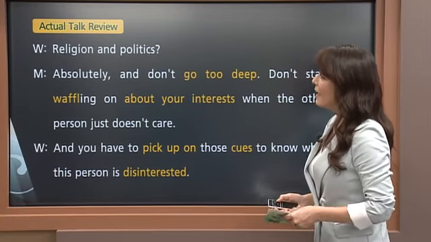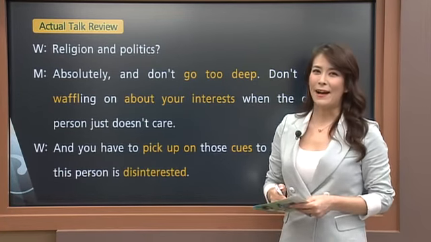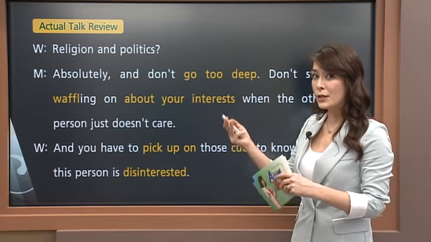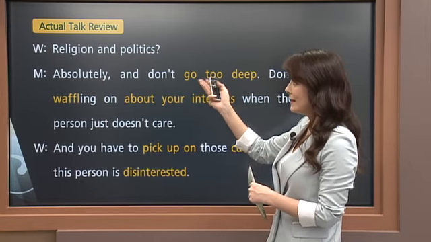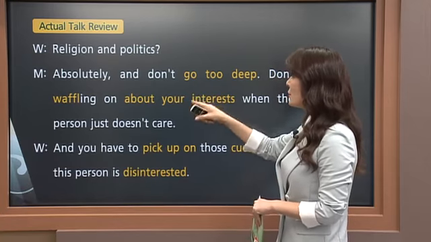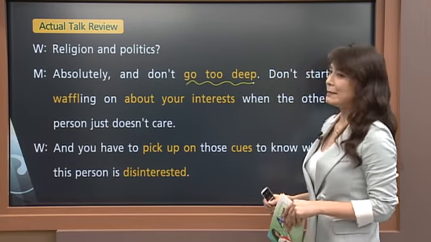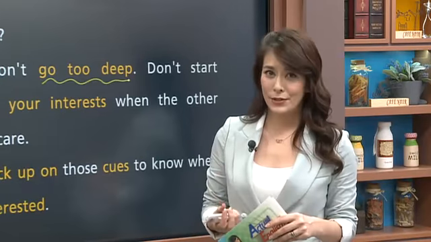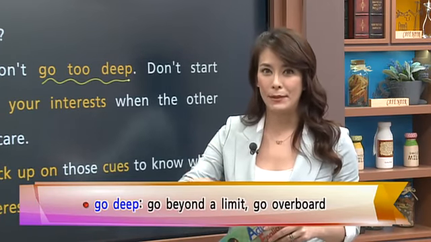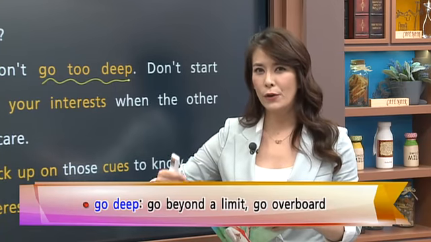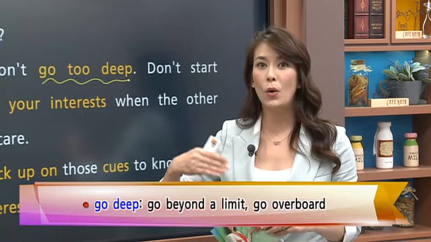Okay? Now, and of course, Rachel gives an example. Sensitive topics that you should stay off are topics such as religion and politics. And he says, absolutely. Certainly, that's right. And don't go too deep. Once again, it's very similar to delving into something. If you go deep or go too deep into something, you are going over the limit. Okay, you are going overboard.